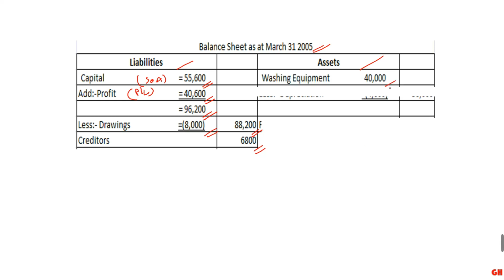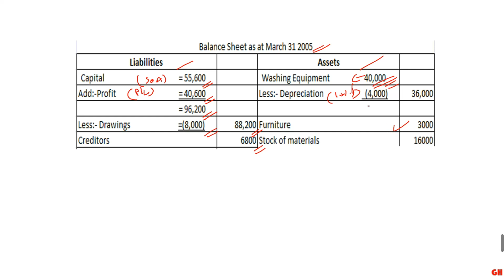Then washing equipment is given as 40,000. From this we will deduct depreciation of 4,000. Washing equipment we are deducting 4,000 because this full washing equipment has been used for the full year, and for full year 10% depreciation, that is wear and tear, is being deducted. That amount is 36,000. Then furniture directly 3,000. Nothing is mentioned about depreciation, so we will assume that there is no depreciation, and we are showing full 3,000 on asset side. Stock of material 16,000, that is closing stock. This stock will be shown in profit and loss account next year as opening stock, because this stock is remaining in godown which is not utilized.